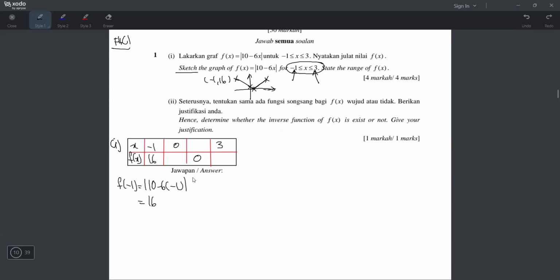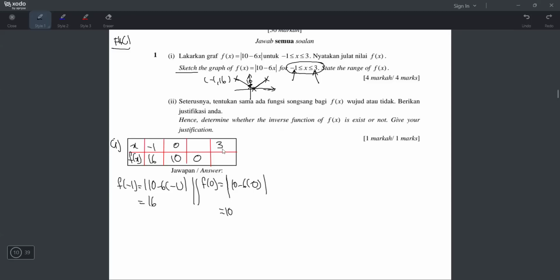So you sub also. You sub f(0) equals, what is it? Modulus 10 minus 6x, and then for the x you sub 0. This is modulus. Okay, 6 times 0 is 0, 10 minus 0 is 10. Modulus 10 will give you 10. So I'm just going to write 10. So this is your y-intercept, (0, 10). So later this y-intercept, right? So this will be (0, 10).